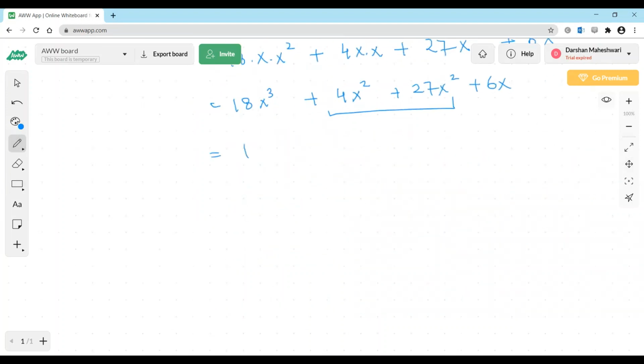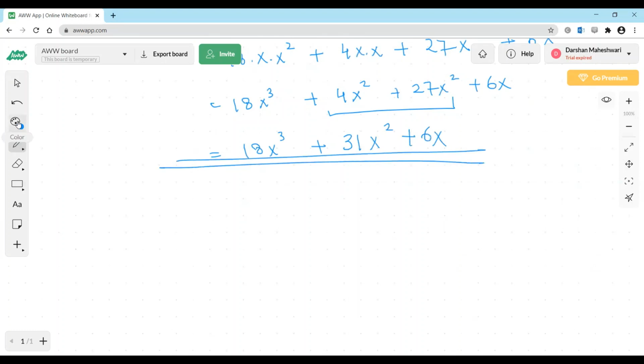So this becomes 18x³ + 4 + 27 is 31x² + 6x. So this is the required answer. And the last combination will be, we are talking about binomial with trinomial. So this will be mostly the same.